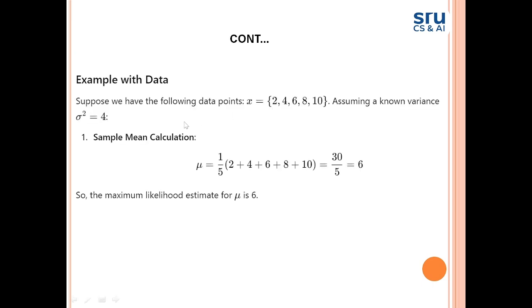Then we have to solve this with a set of data. Here data is given as x equal to 2, 4, 6, 8, 10, assuming a known variance sigma square equal to 4. First of all, we have to calculate the mean. Here we have 5 data samples. We have to add all this data and divide it by 5, and we get 6. So the maximum likelihood estimate for mu is 6.